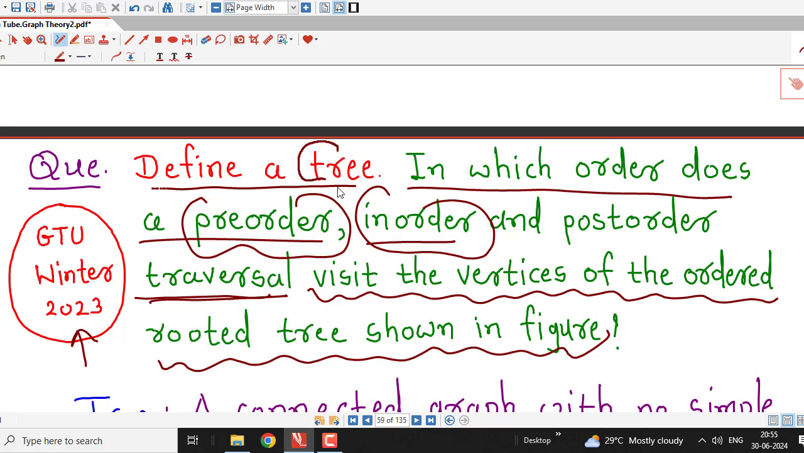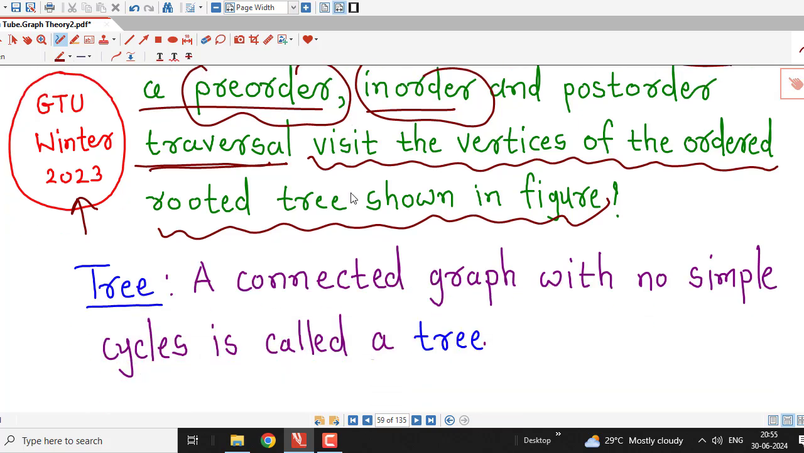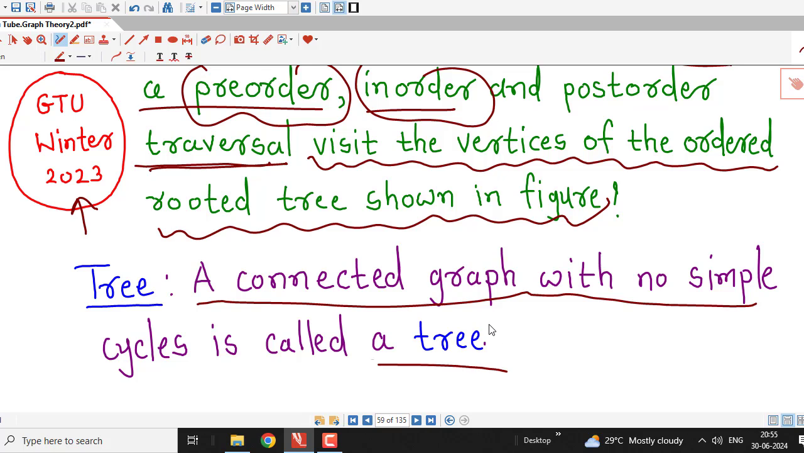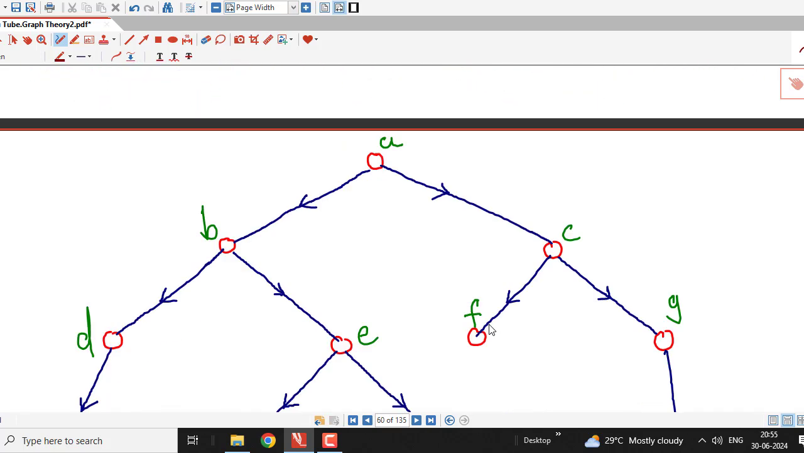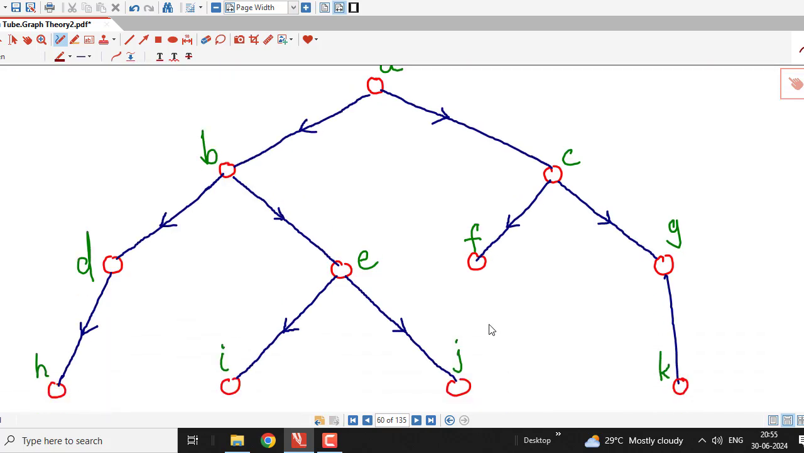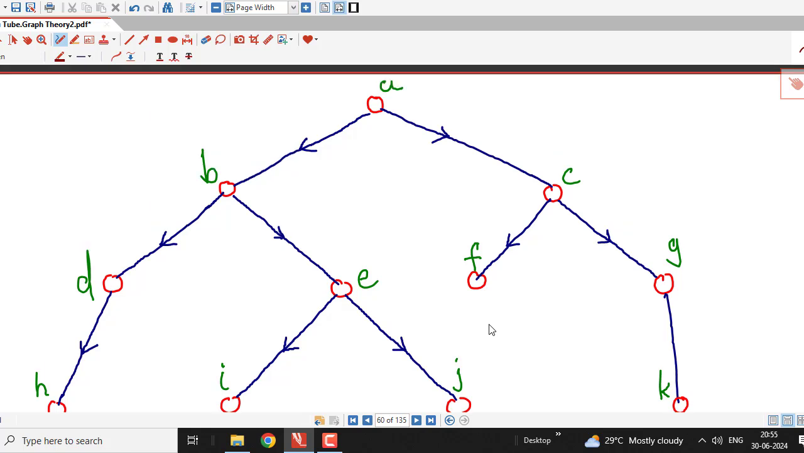And we are familiar with the definition of a tree. A tree is a connected graph having no simple cycles. So you should write down the definition first: a connected graph with no simple cycles is called a tree. And now we decide the pre-order, in-order and post-order traversals for this ordered rooted tree.